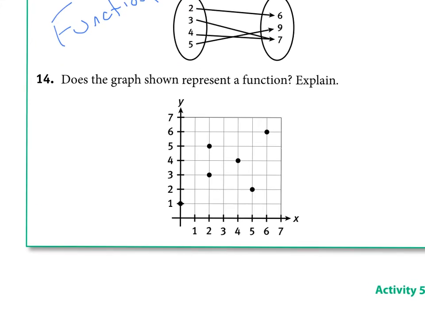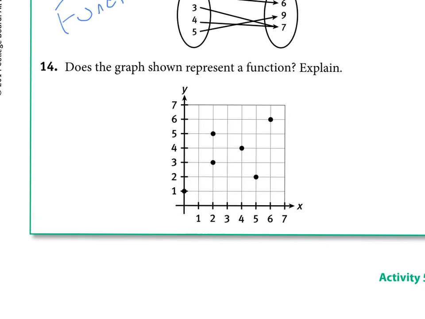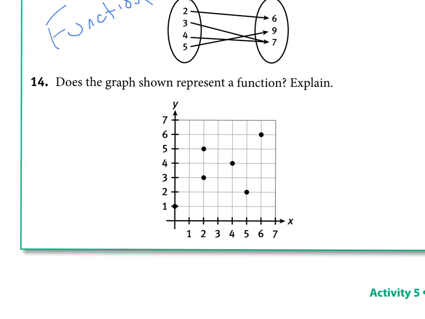Okay, looking at 14. Does the graph shown represent a function? Where are your inputs on this graph? It might be hard to understand here, but which side is the x values? Well, hopefully you answered this side down here at the bottom. This is your x values, and this is your y values. So the bottom here, these are your inputs. These are your outputs. So when I go to my inputs, where the dots are, my first input is 0.